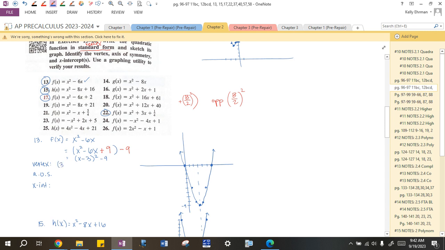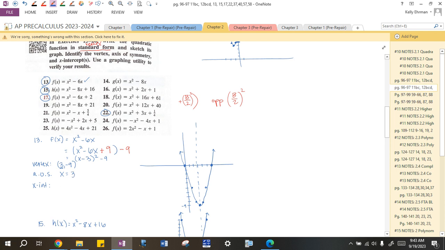So complete the square creates that perfect square trinomial. Now I can see the vertex is at (3, -9). I kept my graph on here just so that the video is not super long. So over 3, down 9. The axis of symmetry is just what is this vertical line that you don't have to graph, but what is the line that cuts this parabola in half? It's x equals 3. Make sure you have x equals.